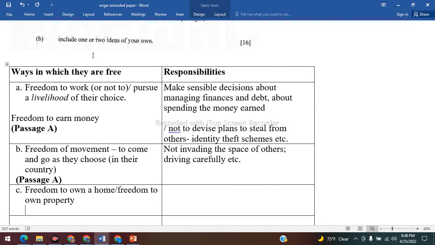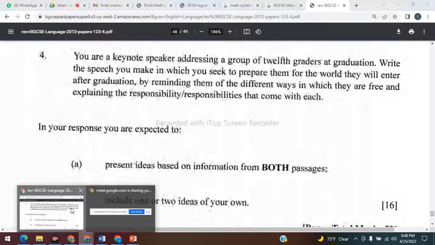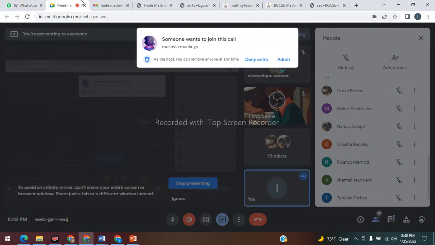All right. So the second freedom is the freedom of movement. The slaves did not have freedom of movement. They only had to stay localized. The freedom to come and go as you choose, that's a freedom.